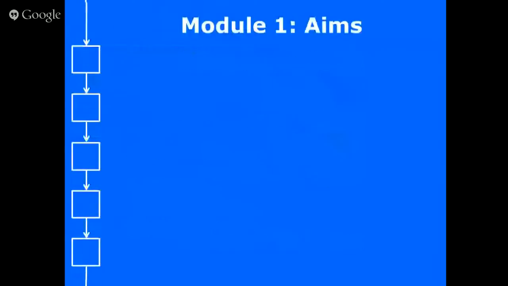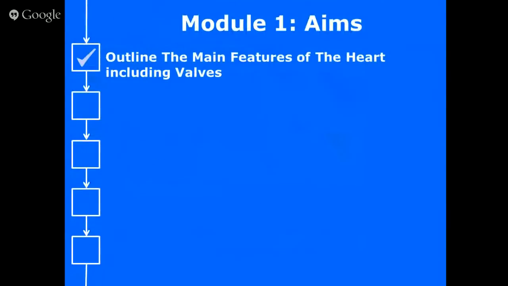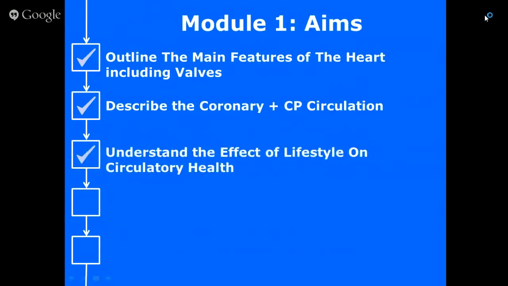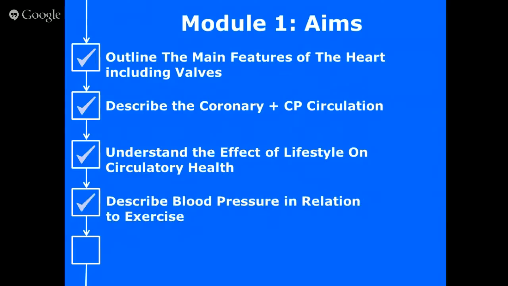In this video, we're going to be able to outline the main features of the heart, including the valves. We're going to look at describing the coronary and also the cardiopulmonary circulation. So we're going to look at how blood circulates throughout the whole body, but also the circulation of the heart itself. We're going to look at understanding the effect of lifestyle on circulatory health. So we're going to look at why your body will react differently in circulatory health according to the types of activity and the lifestyle that you lead. Then that will relate to blood pressure and how that changes during exercise as well.